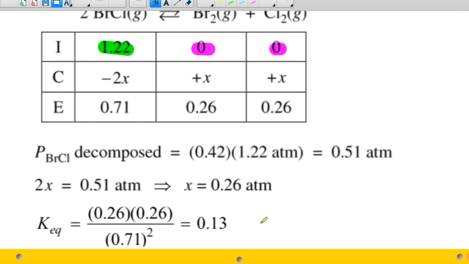If you were crazy and you like to do a lot of work, you also could have taken the number of moles and worked it out, saying 42% of the number of moles decomposed, and you could have found it that way. And guess what? The answer would have been exactly the same.